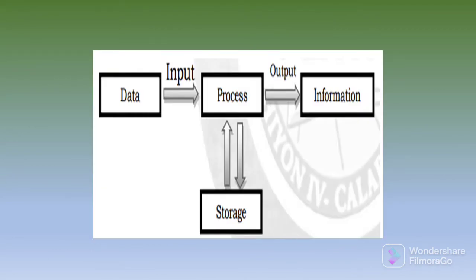Here is the diagram of the 4 phases of computer cycle. Data is entered into your system, and then it will be processed by the system. It will go to storage, and then goes back to process before it produces an output, which is the information you need.